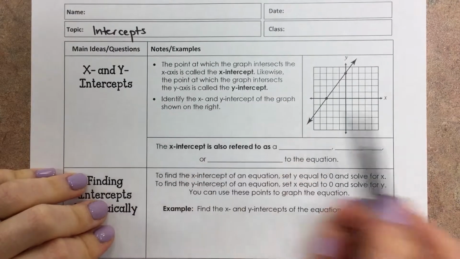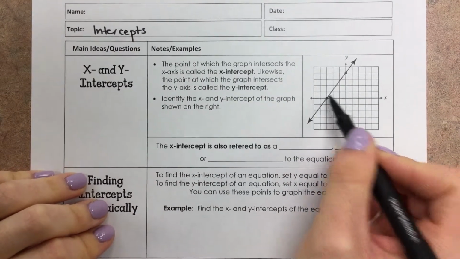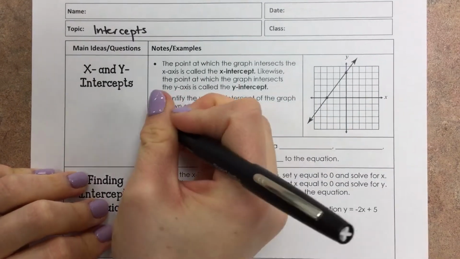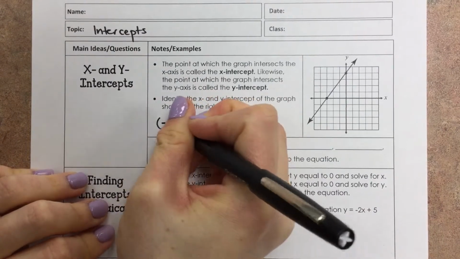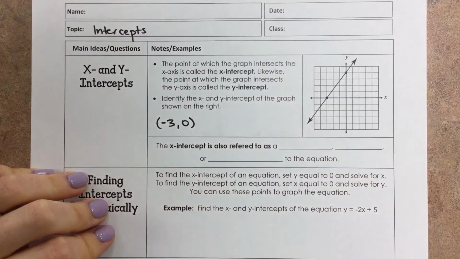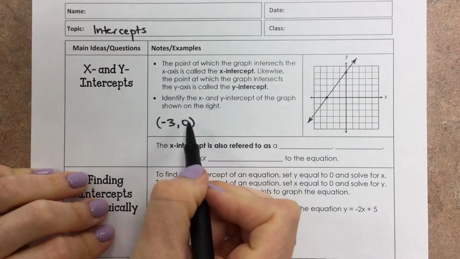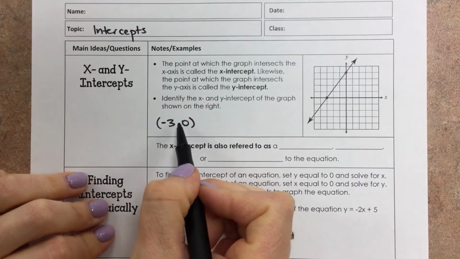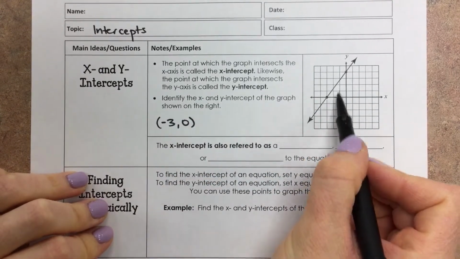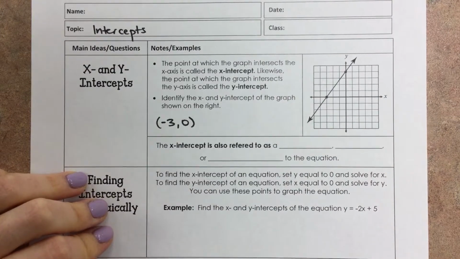So the x-intercept, if we find that first, that's this point right here. I'm going to write that as an ordered pair. The x-coordinate is -3, and the y-coordinate is 0. So when you have an x-intercept, the y-coordinate is always 0, because it's just right on this line. It's not up, it's not down, it's just right on 0.